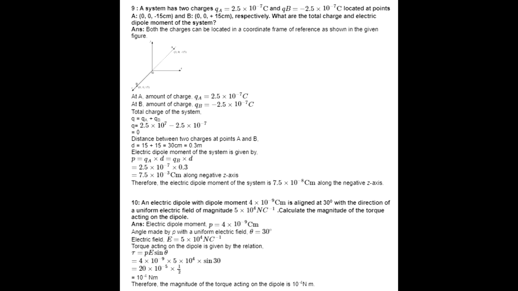You know that sin 30 value is 1 by 2, P is 4 into 10 raised to minus 9, and electric field is 5 into 10 raised to 4. Multiplying all this, you get 10 raised to minus 4 Newton meter. So therefore, the magnitude of torque acting on the dipole is 10 raised to minus 4 Newton meter.